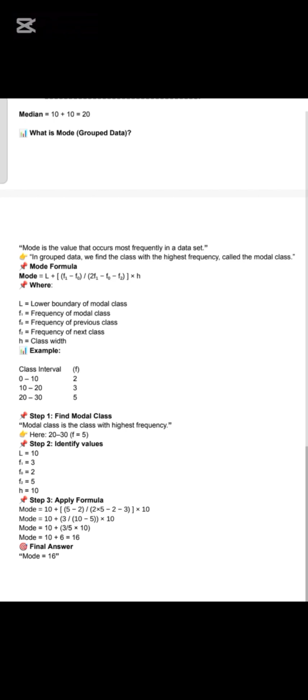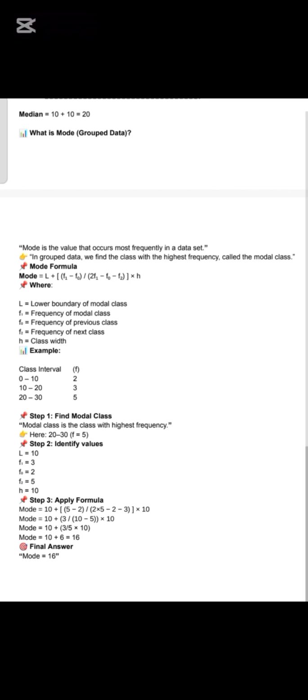We can see the formula. Mode is equal to L plus (f1 minus f0) divided by (2f1 minus f0 minus f2), multiplied by h, where L is equal to the lower boundary of the modal class, f1 is equal to the frequency of the modal class, f0 is equal to the frequency of the previous class, f2 is equal to the frequency of the next class, and h is the class width.